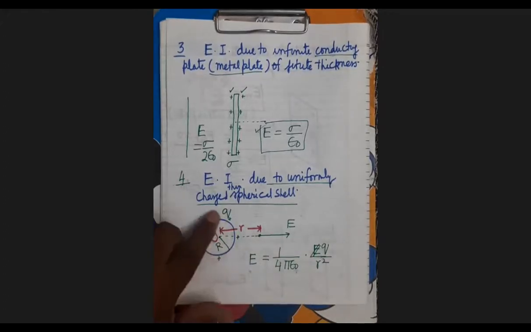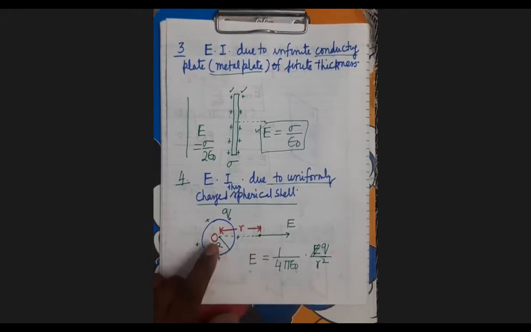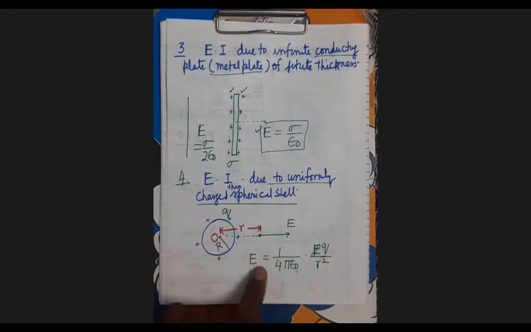This means that because of the charged thin spherical cell, in order to calculate the intensity at any exterior point, at any outside point, the whole charge is assumed at the center of the spherical cell, and then we use the formula of point charge, which is the electric field formula for a point charge.